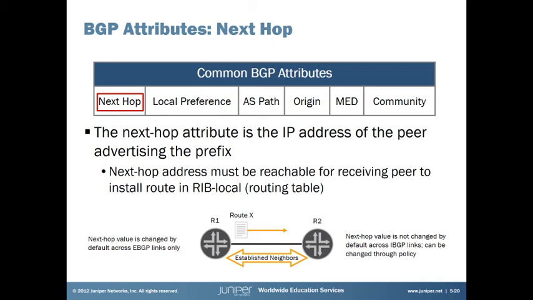So next hop. The next hop attribute is the IP address of the peer advertising the prefix. So it is the router from which the advertisement was received. That is the next hop. The next hop address must be reachable for the receiving peer to install the route in its local routing table, the RIB, routing information base. So it must be reachable.